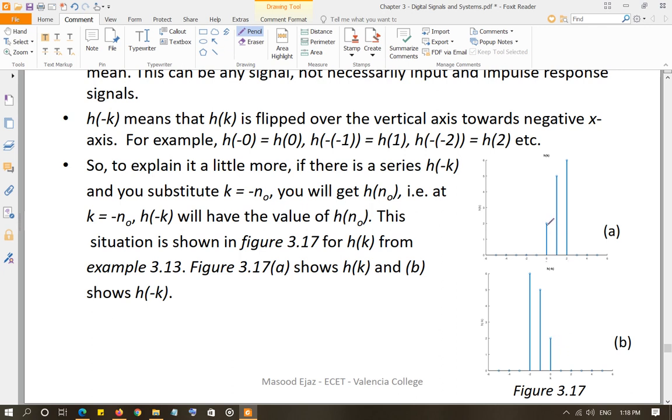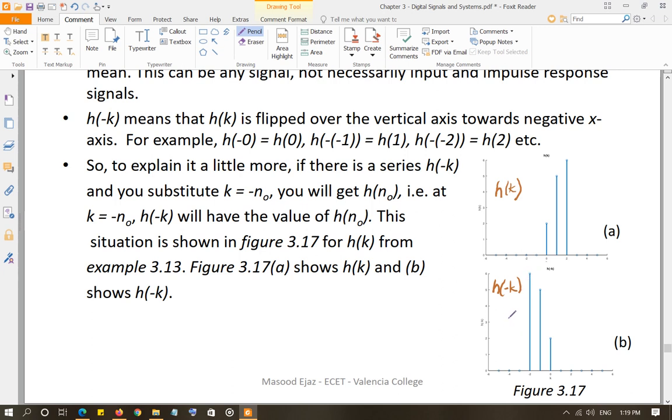So your h of 0 is still h of 0, your h of 1 becomes h of negative 1, your h of 2 becomes h of negative 2. So this is h of k, the original sequence, and this is h of negative k. So once again, anytime you're calculating h of negative k or h of negative n, whatever the variable is, basically what you're doing is you're flipping the sequence about the y-axis, mirroring it about the y-axis.